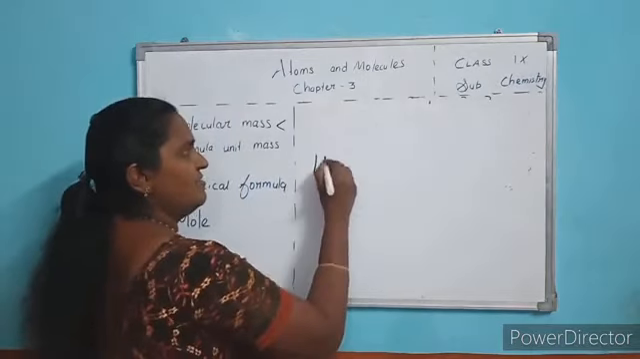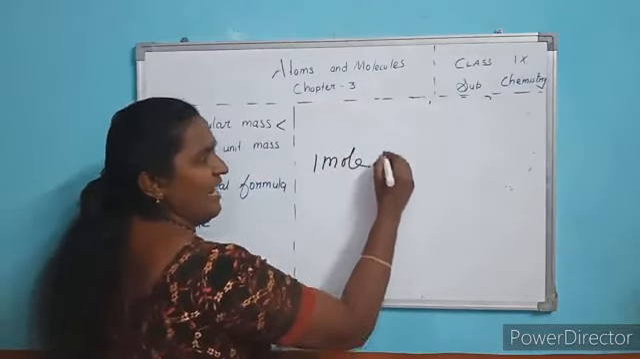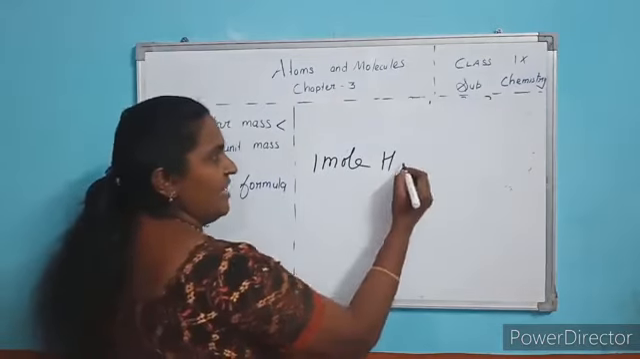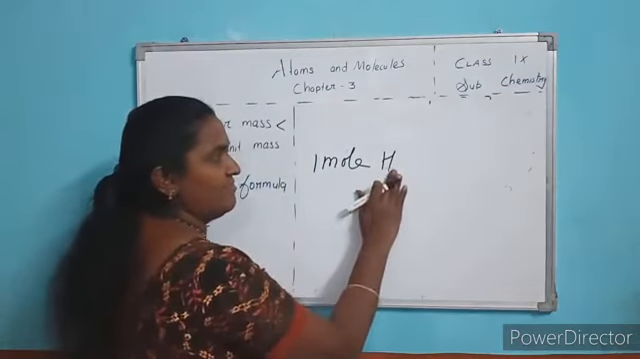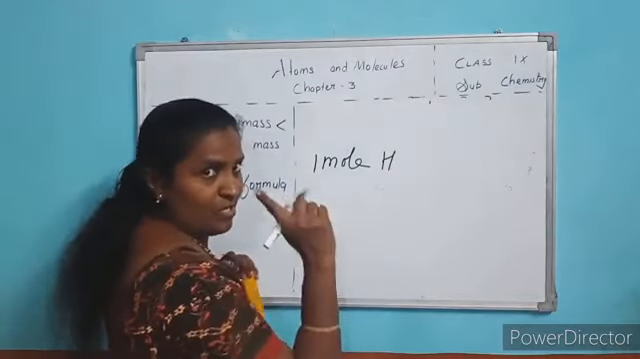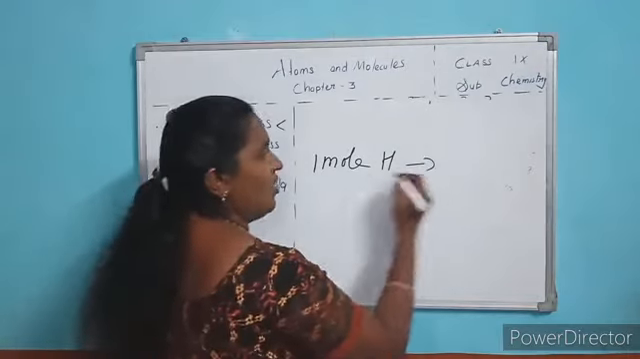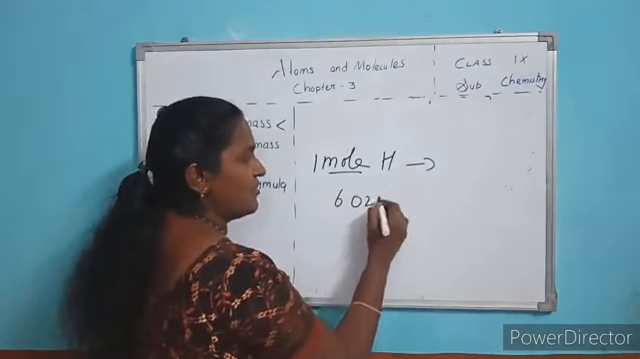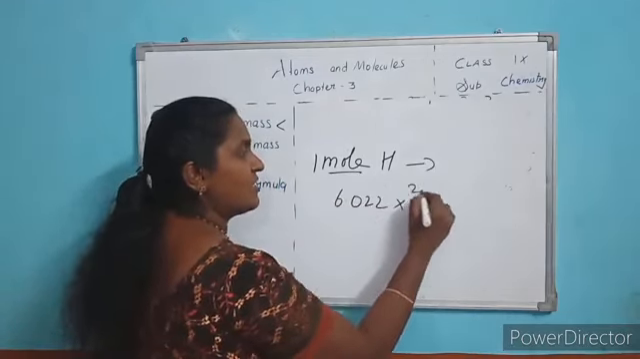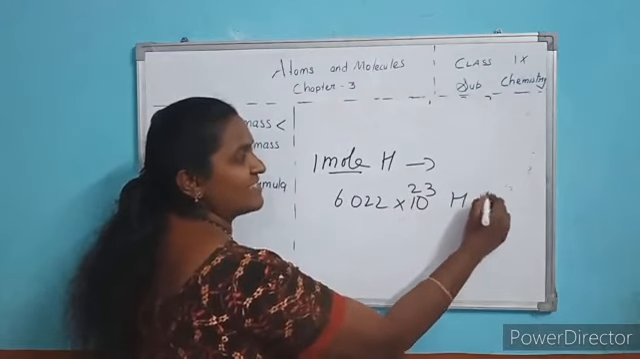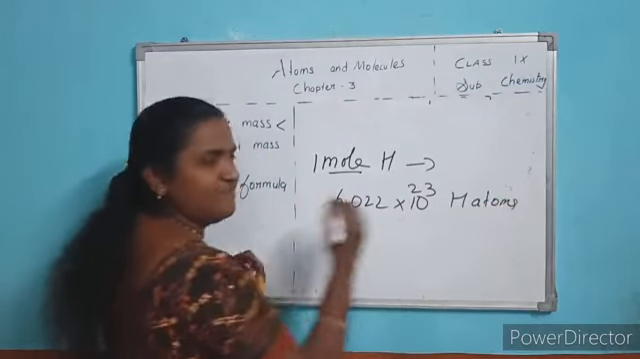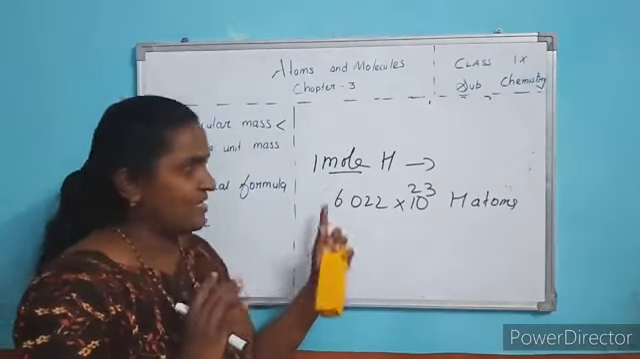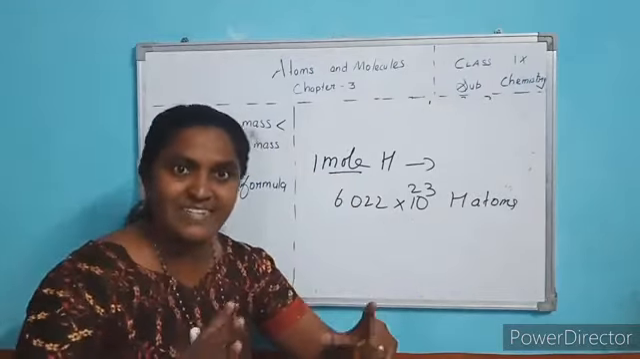The same way, 1 mole of hydrogen atom means atom. This word you remember, atom. I did not write molecule. I mentioned the word atom. That means only 1 hydrogen. How many numbers do you know? This mole contains 6.022 into 10 raised to 23 number of hydrogen atoms. Only a number. Clear? Mole means number. Wherever mole is there, this many numbers it consists.